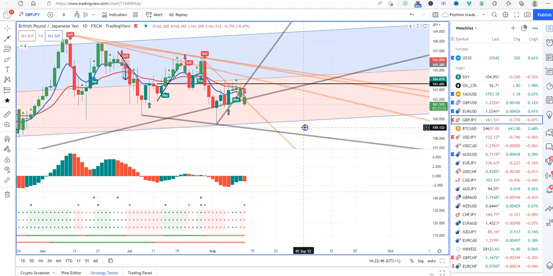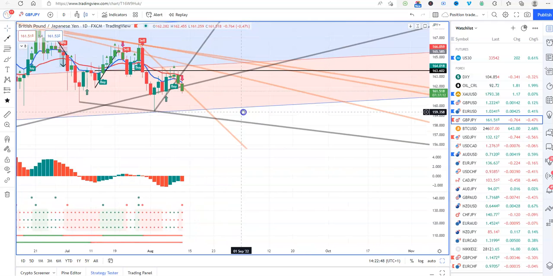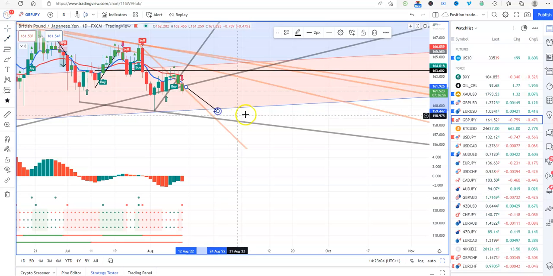Pound yen. Don't have a target on this. We've got this one in on the advanced pro charts. We had a double top and we've gone short. So I'll do some more analysis on this on the other charts shortly. This is going down to here. Target 159.50.